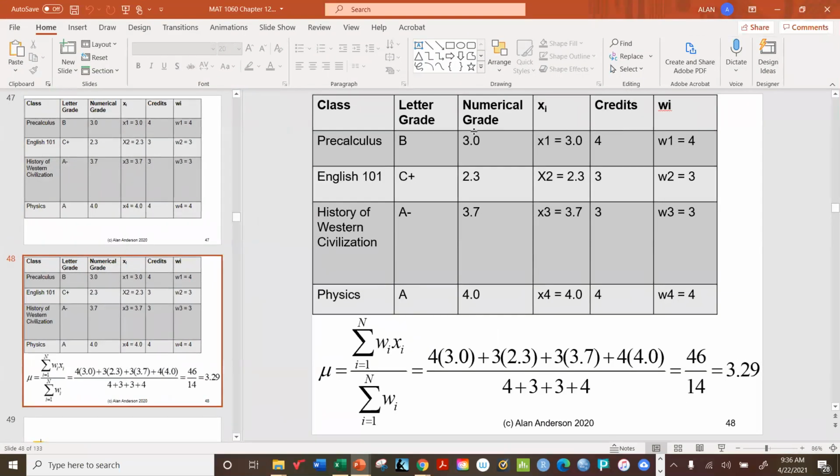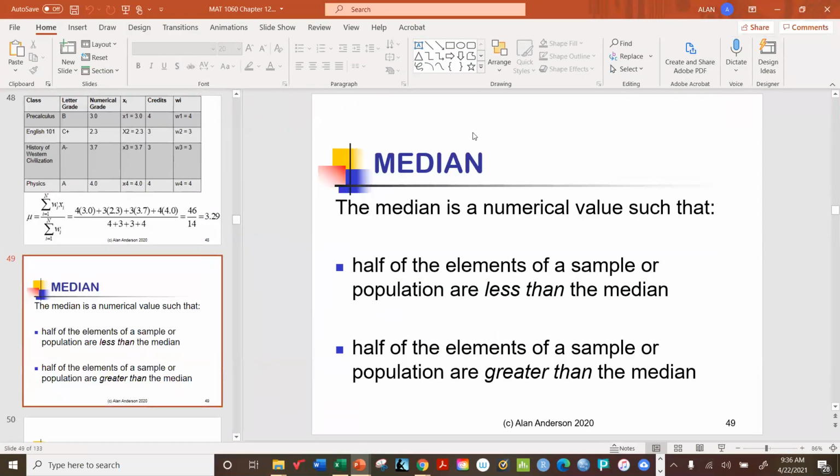Okay, so then we went and looked at the median. Now the median, like I said before, is a very different measure because it represents the number that is in the middle of our sample or population. Half the elements are below and half are above.